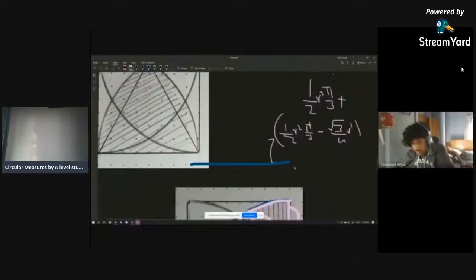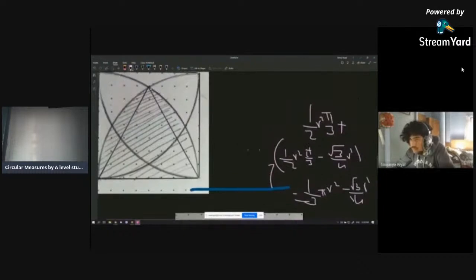So if we equate this, what we will get is 1 by 3 pi r square minus root 3 by 4 r square. So now this is the area of this part of the triangle, the shaded region in this figure, right? So now if we subtract it with the sector, this big sector, then you will get this area, if that makes it clear.